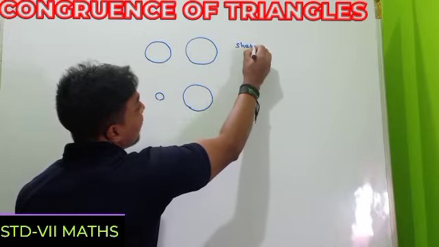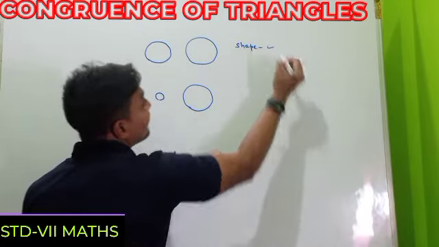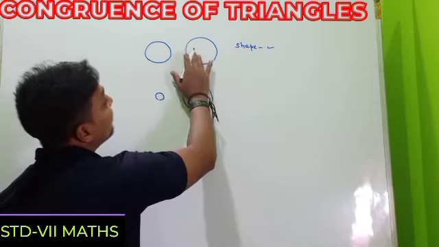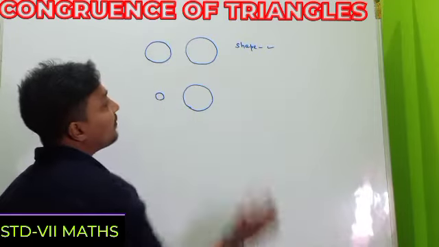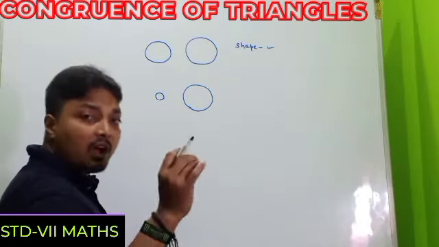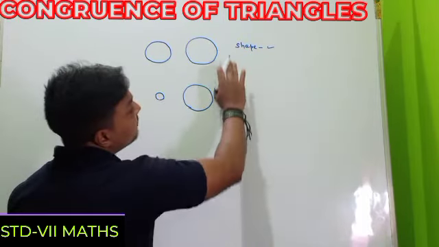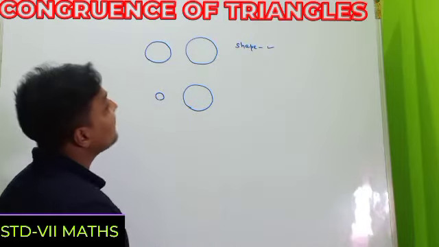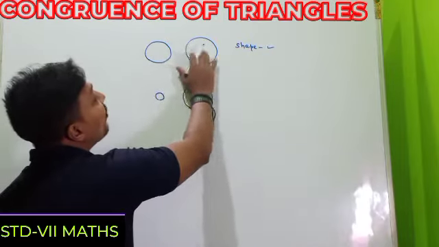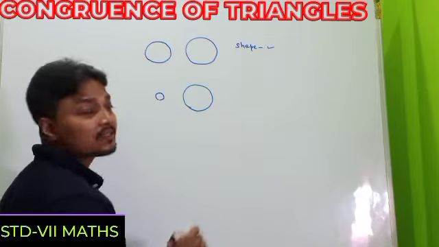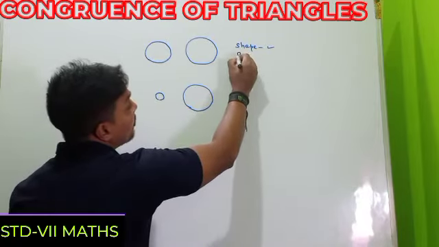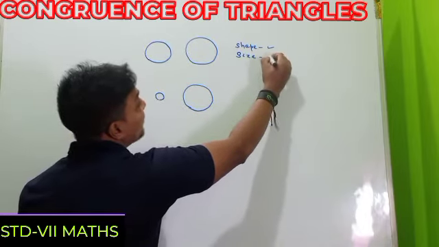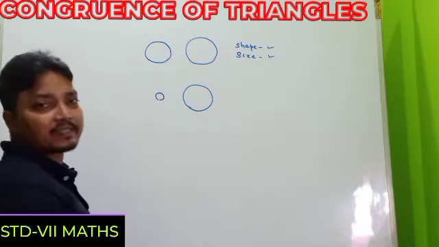So here I am writing that both of them have the same shape, because the name of the shape of the pair of figures is circle. Another thing is that both of them also have the same size.